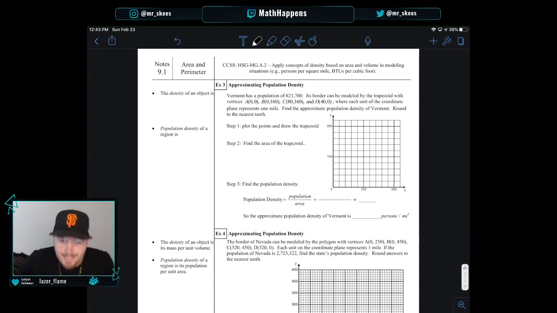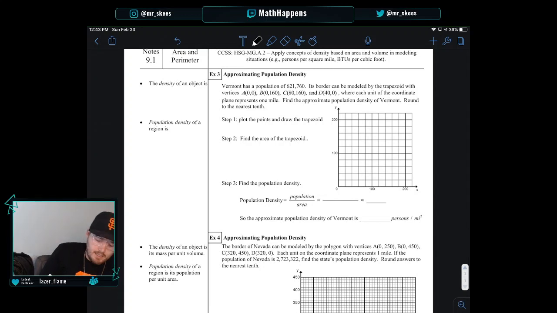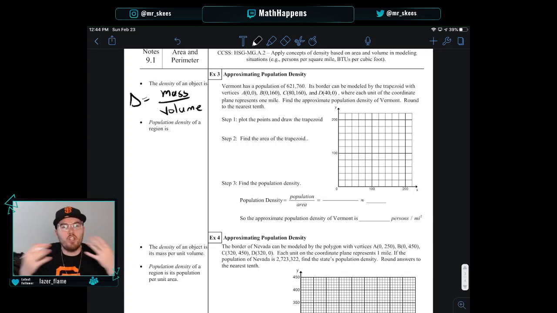So, density. The density of an object is defined as, mass divided by volume. Density equals mass divided by volume. And that's in a three-dimensional sense. Right, the density of an object.